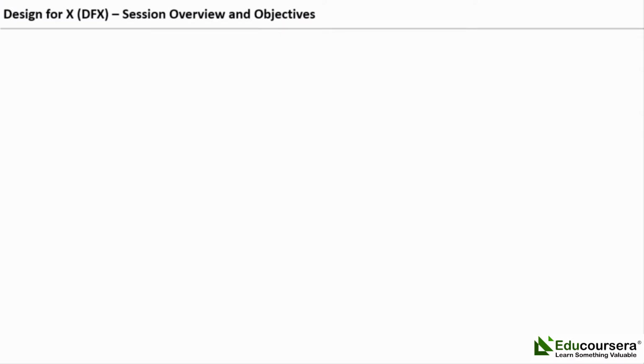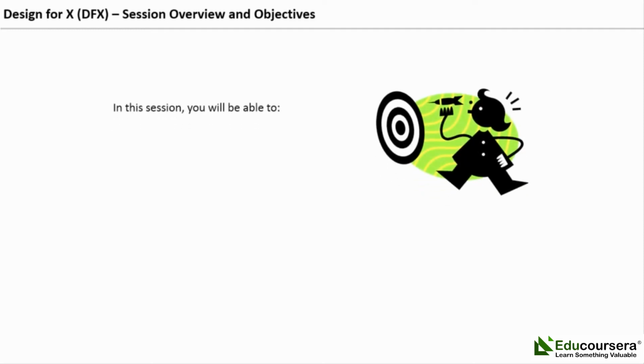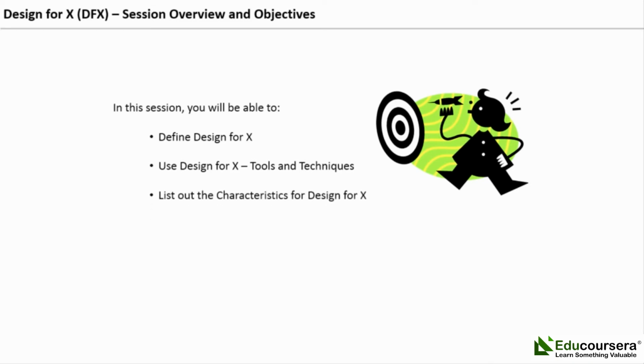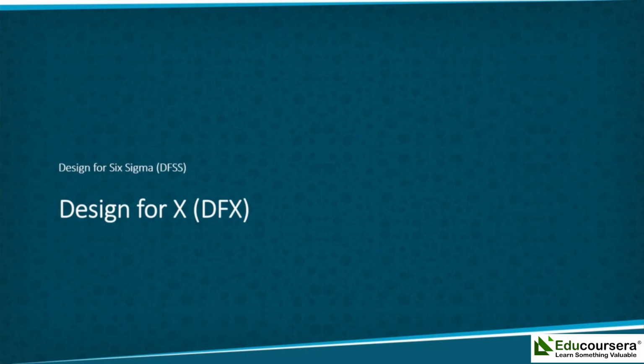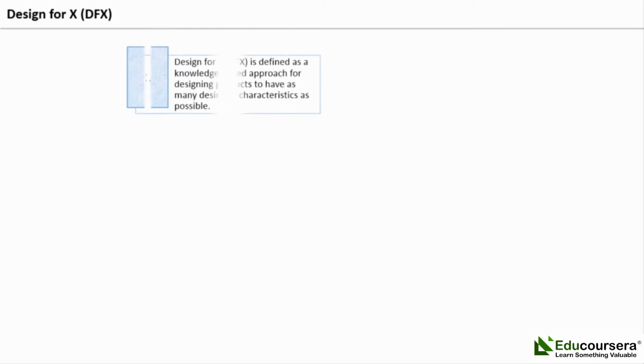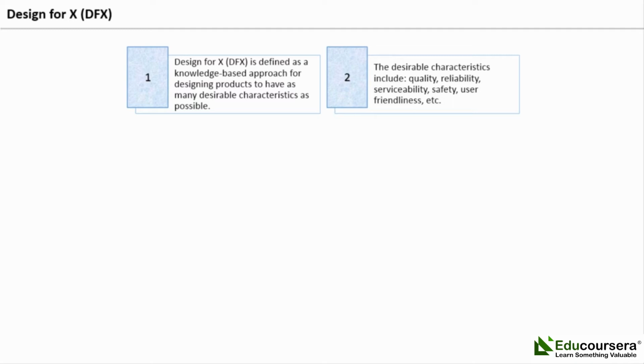Design for X, DFX, section overview and objectives. In this session, you will be able to define Design for X, use Design for X tools and techniques, and list out the characteristics for Design for X. DFX characteristics. Design for X, DFX, is defined as a knowledge-based approach for designing products to have as many desirable characteristics as possible. The desirable characteristics include quality, reliability, serviceability, safety, user-friendliness, etc.